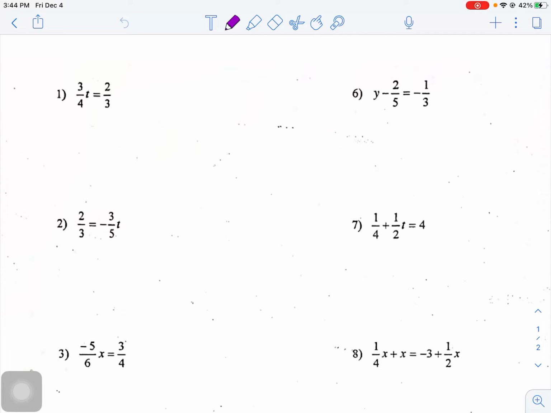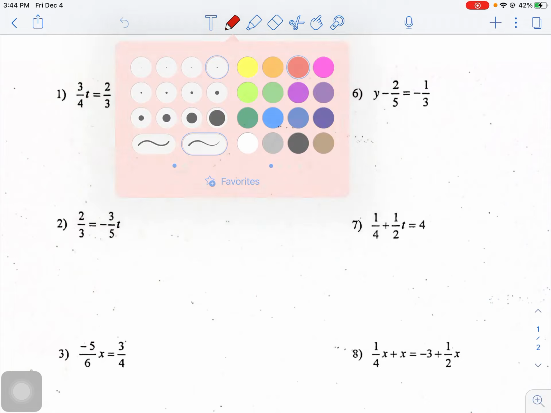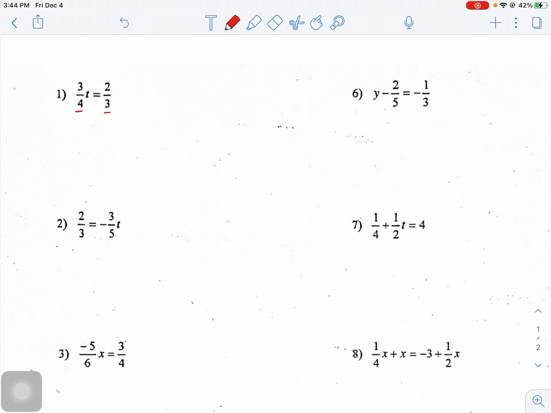So when we're clearing fractions, we want to look at the fractions and we want to look at the denominators. So we're going to start here with a denominator of 4 and a denominator of 3. So we need to think of a number that both of them can go into evenly. We want to think of the smallest number.